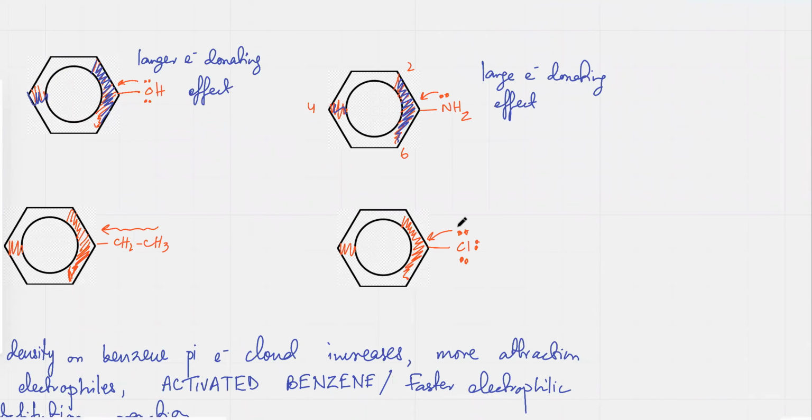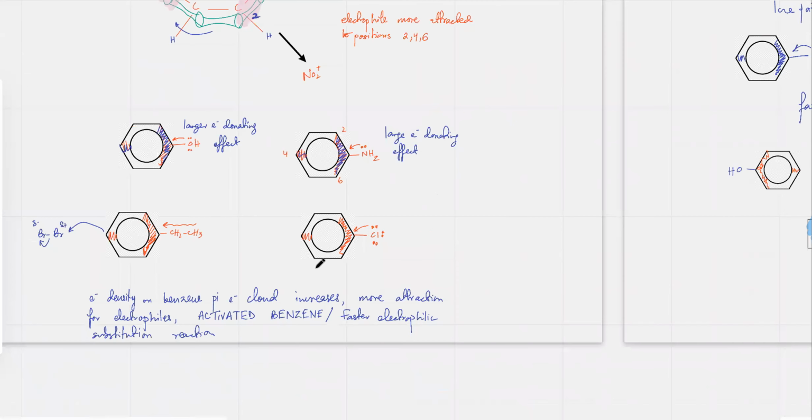chlorine does increase the electron density over here because of the lone pairs, but it has a very high electron withdrawing effect as well. The overall effect is that the electrons get withdrawn towards the chlorine more. It's going to be 2,4,6 directing, but overall the electron density on the benzene is going to decrease a bit. So it's not going to attract electrophiles that strongly. So chlorobenzenes usually have very slow reactions. So that's all you have to know about chlorobenzene.